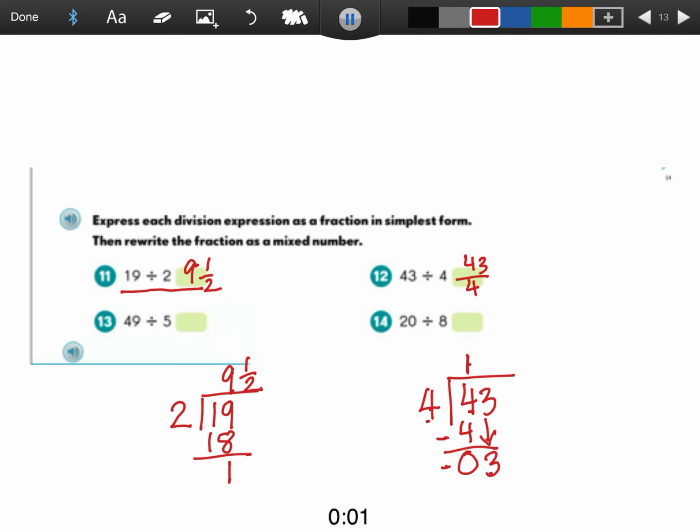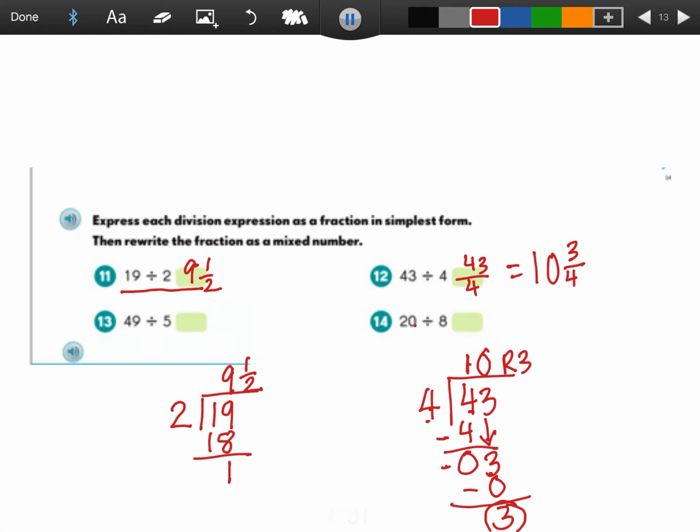4 can't go into 3, so we have to put 0. And we have 3 left over. So 0 times 4 is 0. 3 minus 0 is 3. So we're going to have a remainder of 3. So it would be 10 remainder 3, or 10 with a remainder of 3/4.